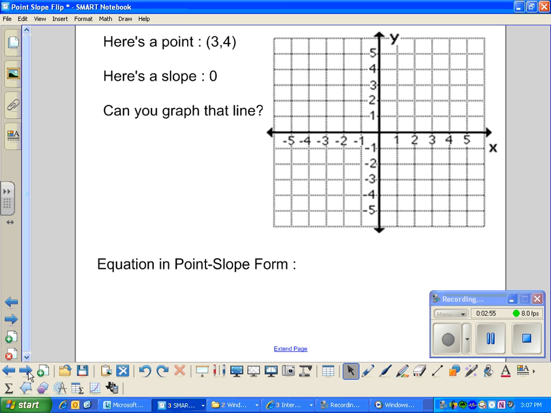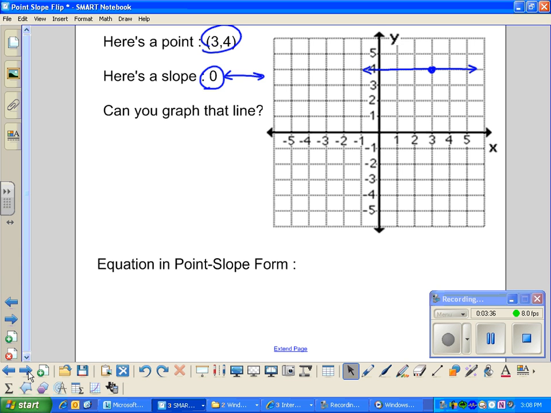Got a point, and I've got a slope. So my point is 3, 4. Okay, and my slope is 0. What kind of line is that going to be? Is it going to go up or down or horizontally or vertically? Remember? A line with a slope of 0 has a rise of 0, and it's horizontal. So I can graph that one easily. I'm going to just do that like that. Okay. And so now I've graphed a line that has a slope of 0 and contains this point, 3, 4.